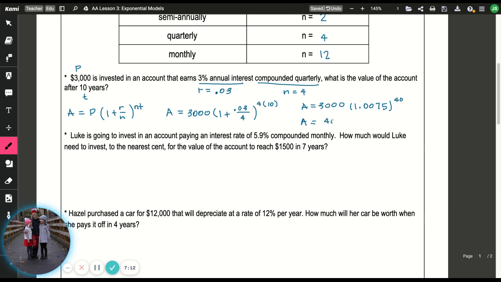It is $4,045.45. So you have added nothing more. You got $3,000, you put it in an account, and you let it sit there for 10 years and forgot you had it. And you come back after 10 years and you have earned $1,045 without ever putting another penny in there.